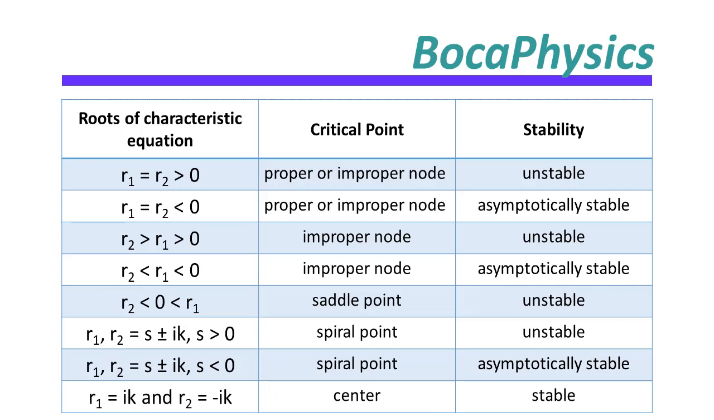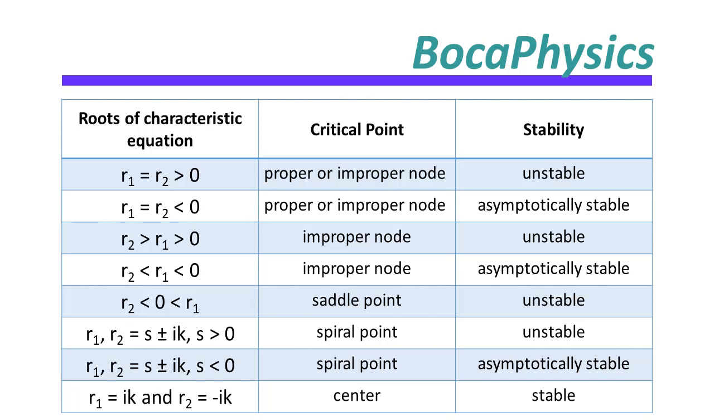Summarized in this table are the roots of the characteristic equation, the type of critical point, and whether the critical point is asymptotically stable, stable, or unstable. If the roots are positive, equal, and real, then the critical point is either a proper node or an improper node, and it's unstable. If the roots are negative, equal, and real, then the critical point will still be either a proper node or an improper node. However, this system will be asymptotically stable.